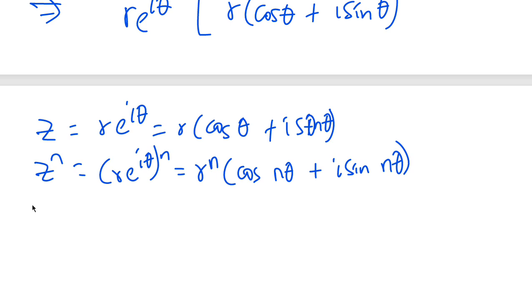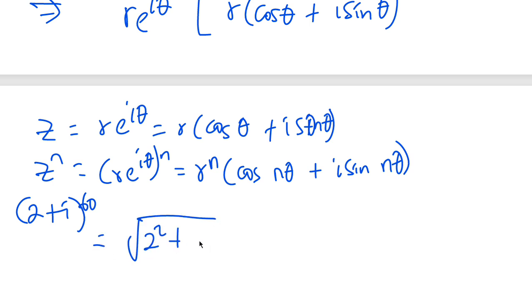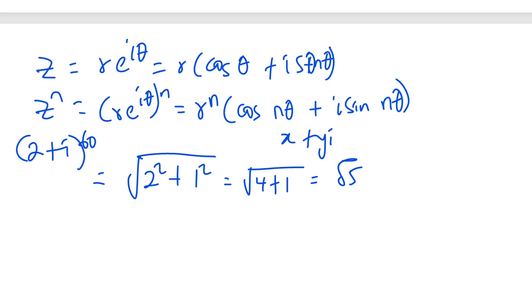So we are given (2 + i) raised to power 60. Look at what is inside, and you know how to calculate the modulus of a complex number. What you simply do is 2 squared plus 1 squared, because remember the general form is x + yi. In this case x is 2 and y is 1, we have 1i. So 2 squared is 4, plus 1, that is square root of 5. So square root of 5 is the modulus.